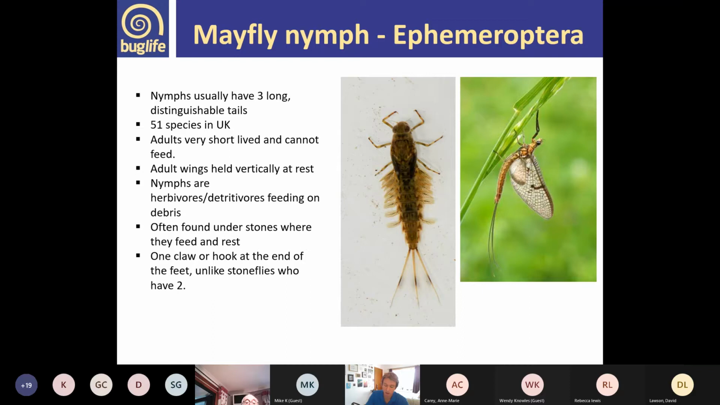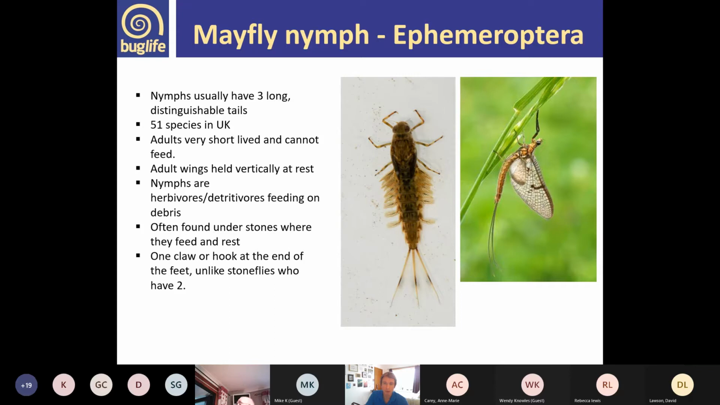Adults can be quite spectacular looking. Many species of mayflies are very impressive in their adult form, and they hold their wings vertically at rest, as you can see on this diagram on the right-hand side. And they can hatch en masse as well, so can be encountered in large numbers through the spring and summer months.